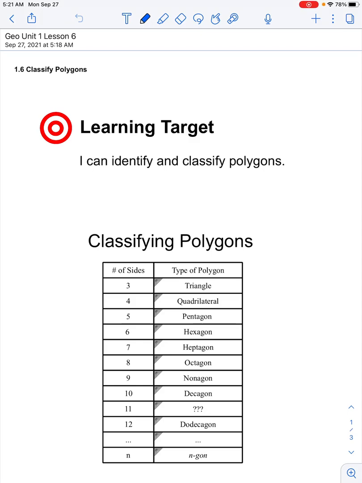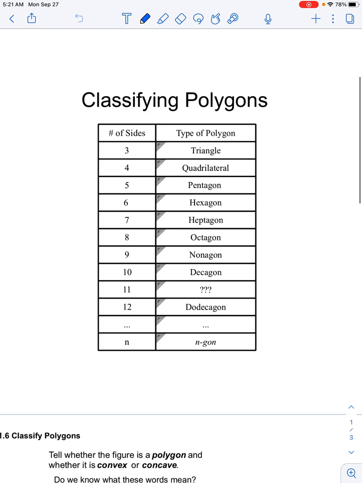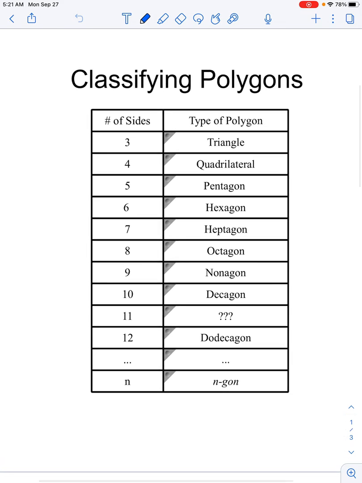All right, geometry. This is Unit 1, Lesson 6. We're going to talk about polygons, identifying and classifying polygons. So you can see there's a lot of different ways to classify them, and we do it usually by the number of sides. So again, some of these you're going to be familiar with.